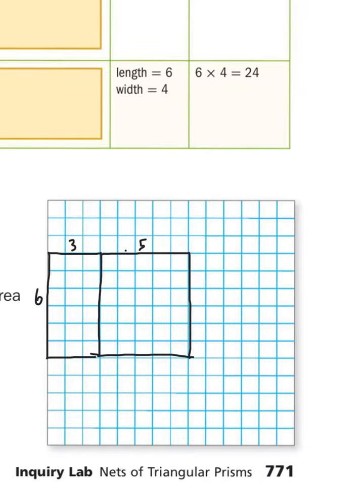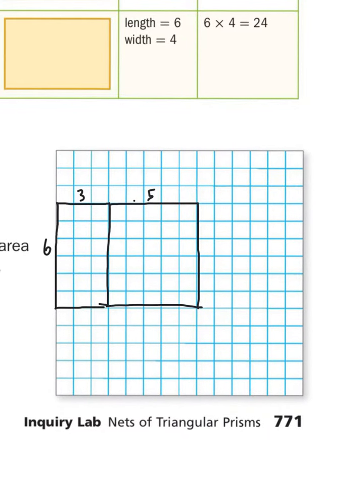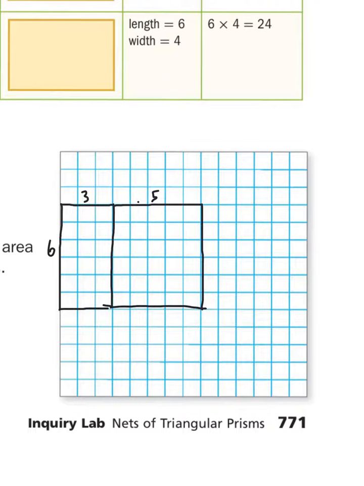So I'm going to go back down and draw that on. Now I already have the 6 on the side, so I just need to have 4 going across the top. So 1, 2, 3, 4. Okay, so I have my 3 rectangles. Think of this as the bottom of my tent, the left and the right. Now I just need my 2 triangle bases.